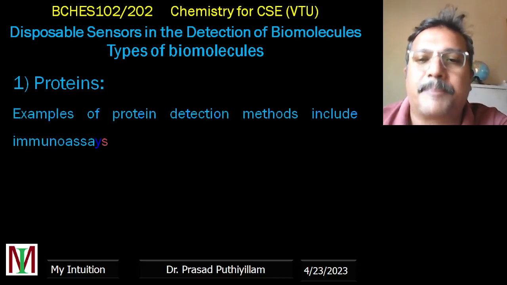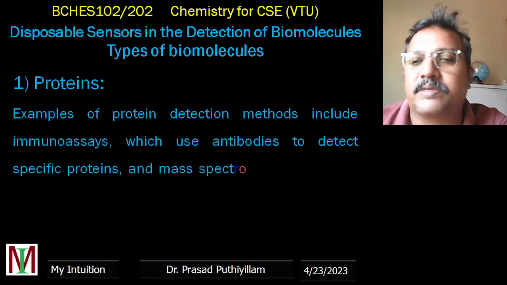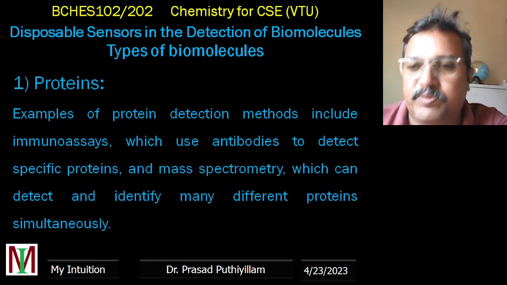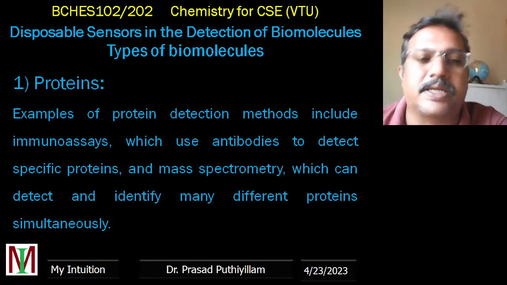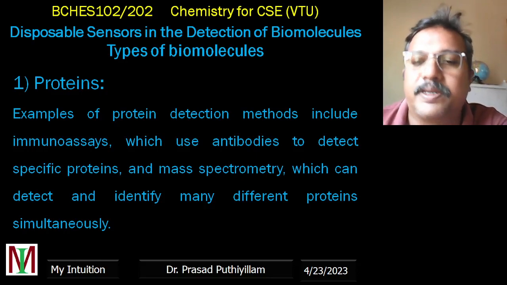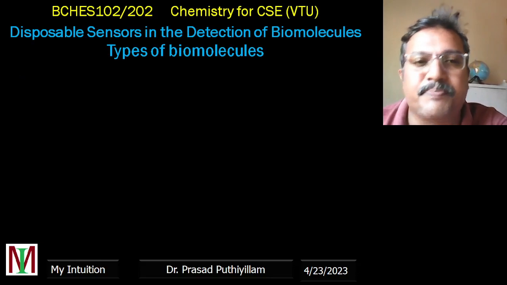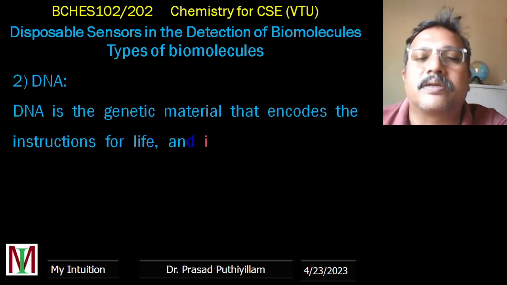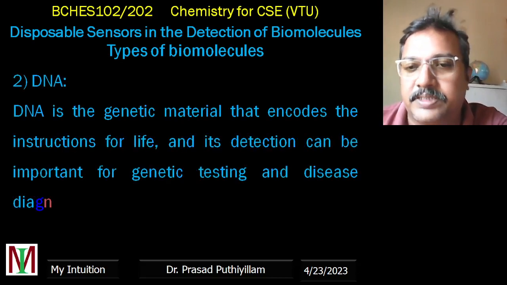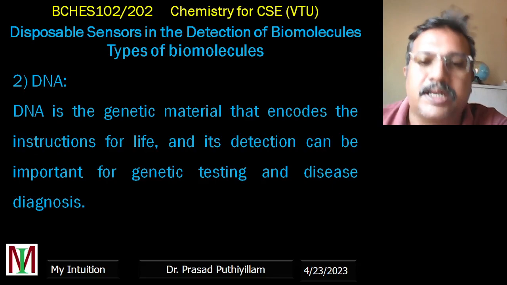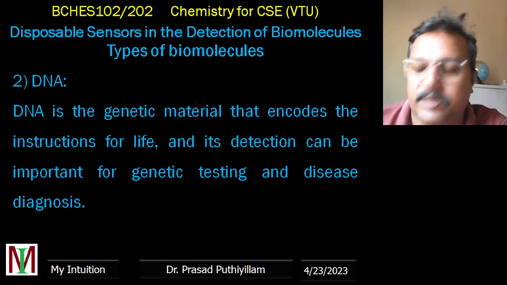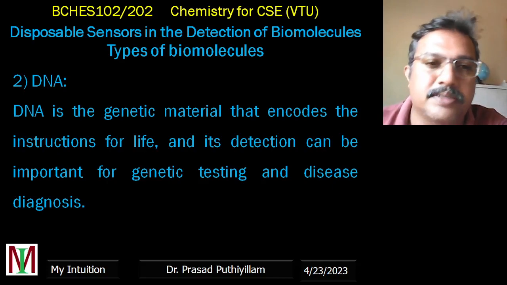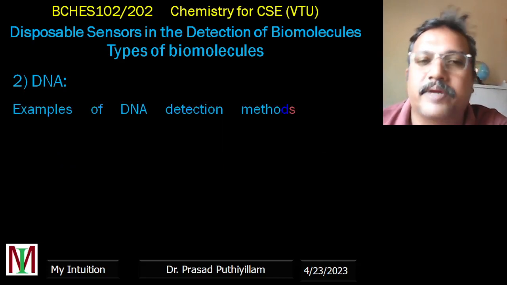For example, it includes immunoassays which use antibodies to detect specific protein, and mass spectrometry which can identify many different proteins simultaneously. We need to detect the DNA. It is a genetic material which encodes the instruction for our life, and its detection can be important for genetic testing and disease diagnosis. Even for other applications also, we go for DNA testing to identify the criminals.